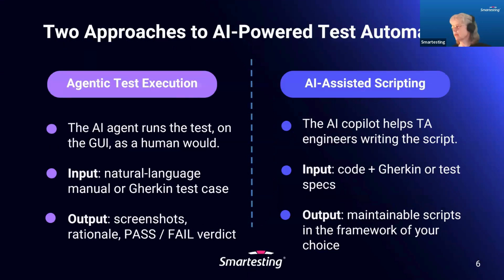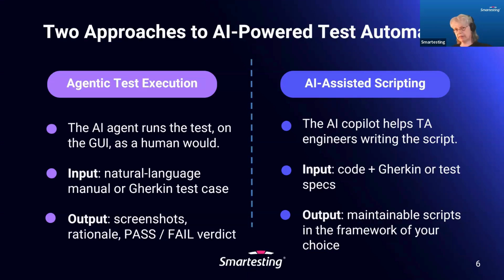So what about agentic test execution? The idea of agentic test execution is that we now have the possibility that an AI agent can go to the internet, can click on buttons, can make screenshots, can read information from files or write to files. Agents have access to tools.